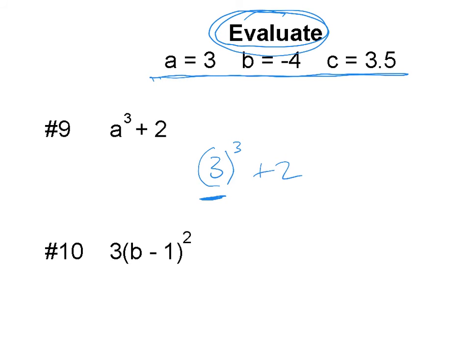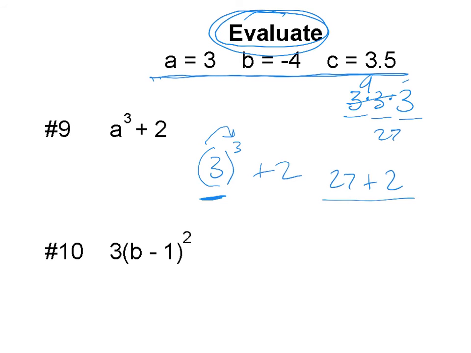So 3 to the 3rd, careful, that's not 9. That's a common error I see. That's 3 times 3 times 3. A lot of people want to take this big number times that number. Don't do that. Think of it as 3 times 3 times 3. 3 times 3 is 9, but then 9 times 3 is 27. So the 3 to the 3rd power is 27 plus 2 then, right? Which equals 29. And so there's our final answer.